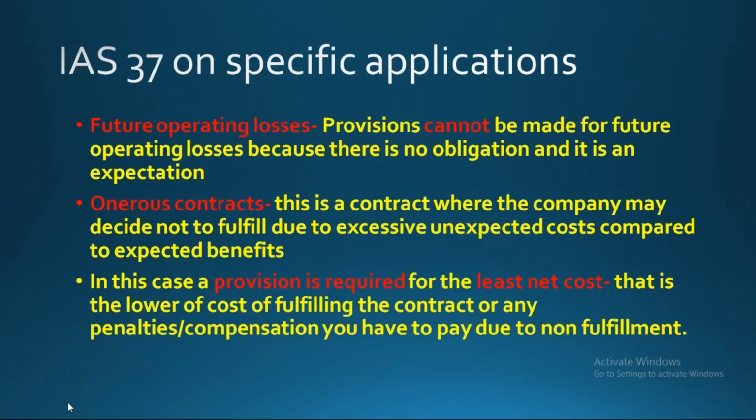In that case, provision needs to be made for the least net cost. That is the lower cost of fulfilling the contract. Okay, if you want to fulfill the contract, how much have we got to spend? If we try to stop the contract, what is the penalty you have to pay? The lower of the two amounts needs to be provided, because you can't just stop the contract and just wait. They will impose a penalty on you. So the penalty may be 30 million, but if you try to do the contract, the loss may be 40 million. Provide the lower of the two, because you will pay the 30 million obviously and forget the contract without doing the contract.